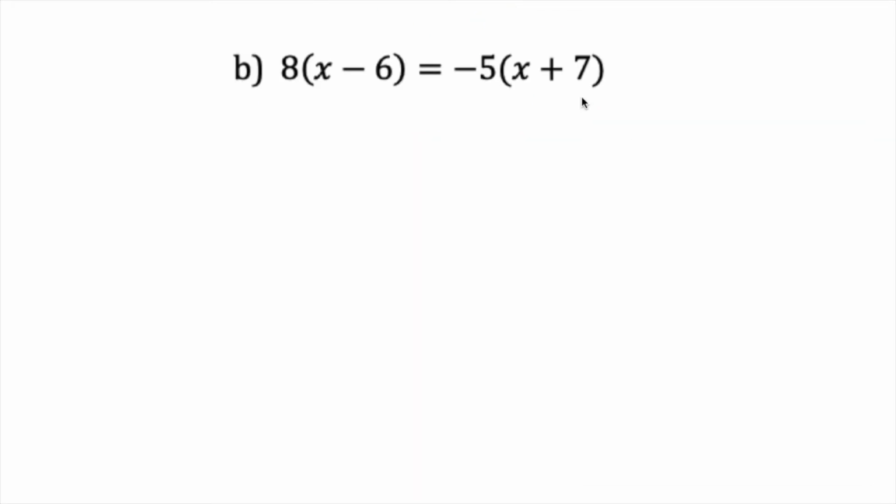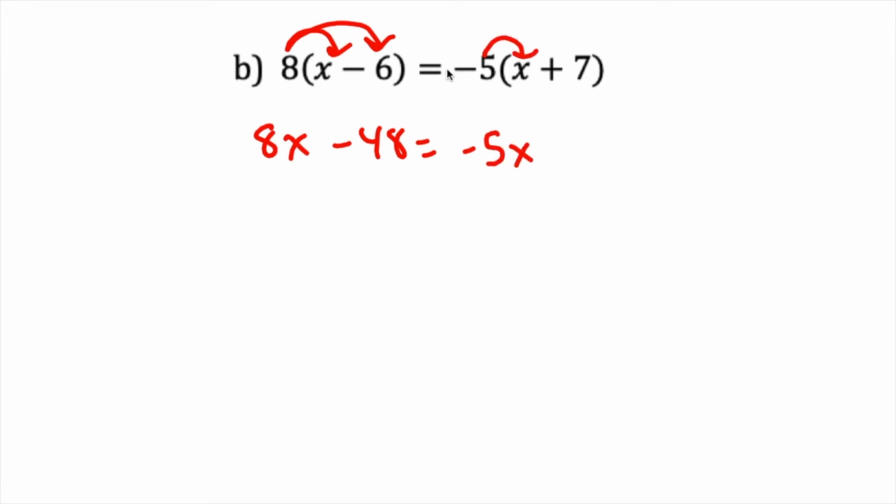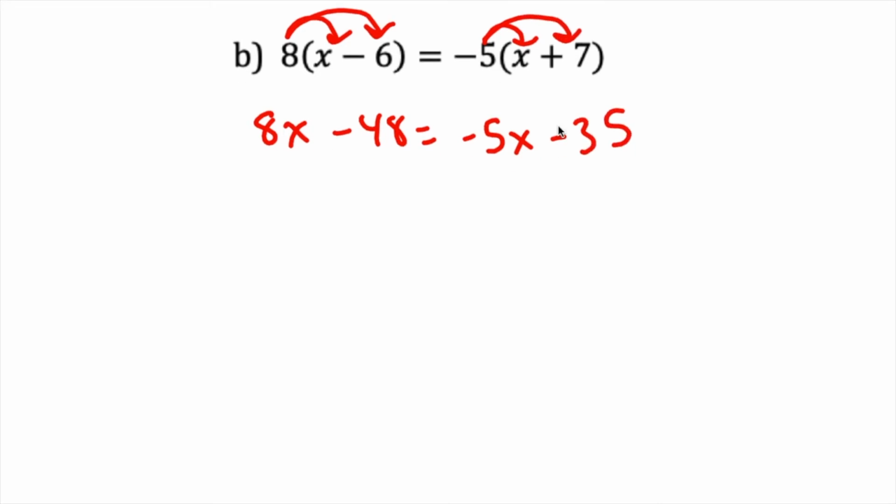Next, now you can see that we do have the distributive property on both sides. So let's start this one off here. 8 times x is 8x. 8 times negative 6 is negative 48. Equals, over here, negative 5 times x is negative 5x. And negative 5 times 7 gives me a negative 35.